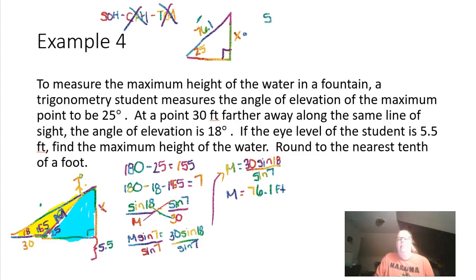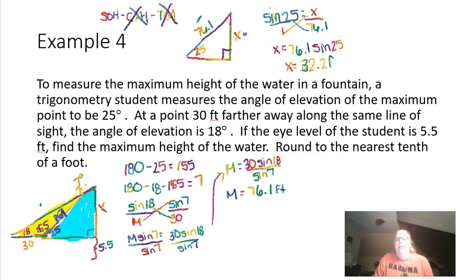All right, now let's set it up. We have the sine of 25 degrees, and it is equal to the opposite side divided by the hypotenuse. If we put 1 under here, we can cross multiply. We'll have x equal to 76.1 times the sine of 25. Let's put this in the calculator, make sure it's in degrees. And if we round this to the nearest tenths place, I'm looking at 32.2 feet.